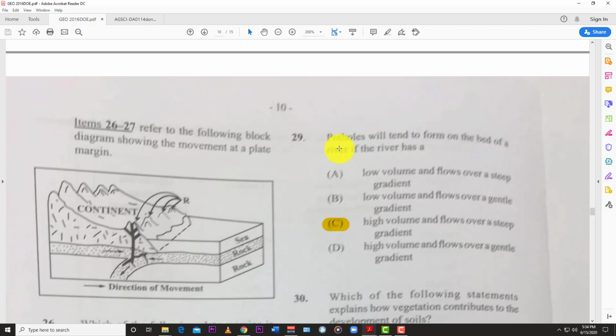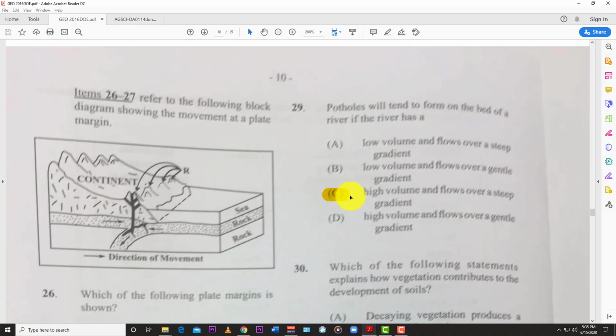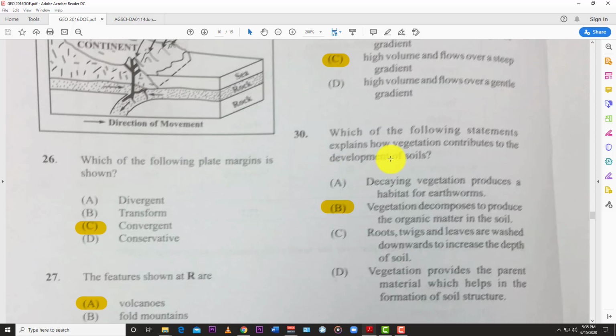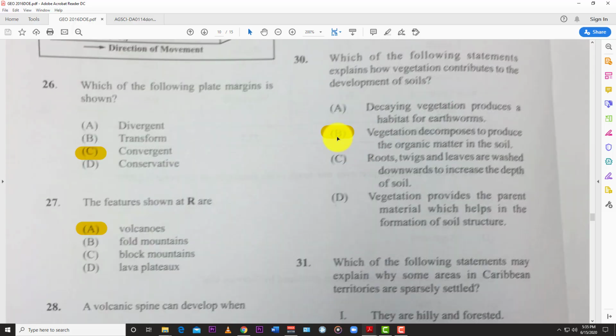29, potholes will tend to form on the bed of a river if the river has a high volume and flow over a steep gradient. So that's C. That was 29, so that's 30 now. Which of the following statements explain how vegetation contributes to the development of soil? And the answer here is B, vegetation decomposes to produce organic matter in the soil.